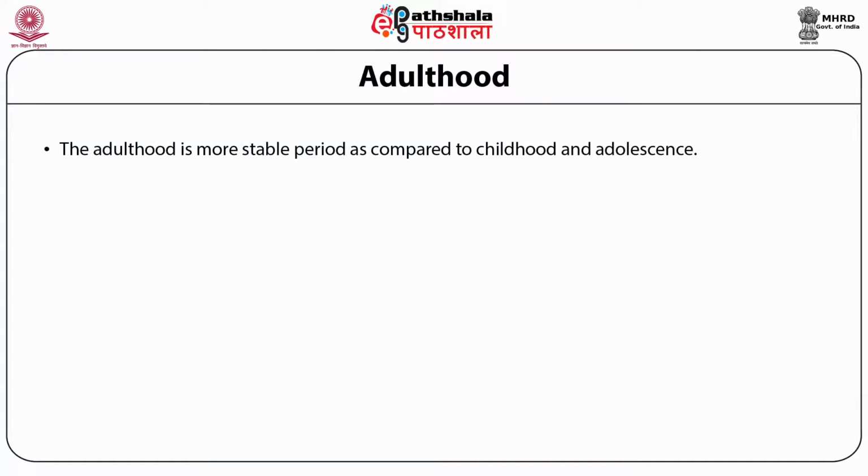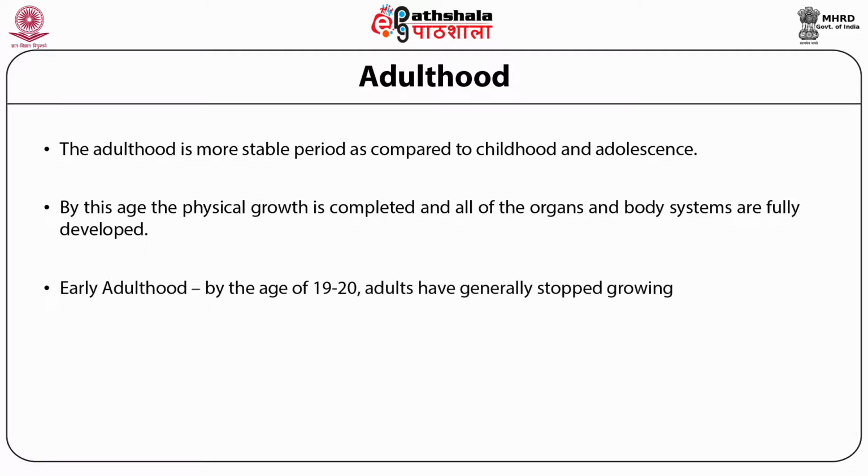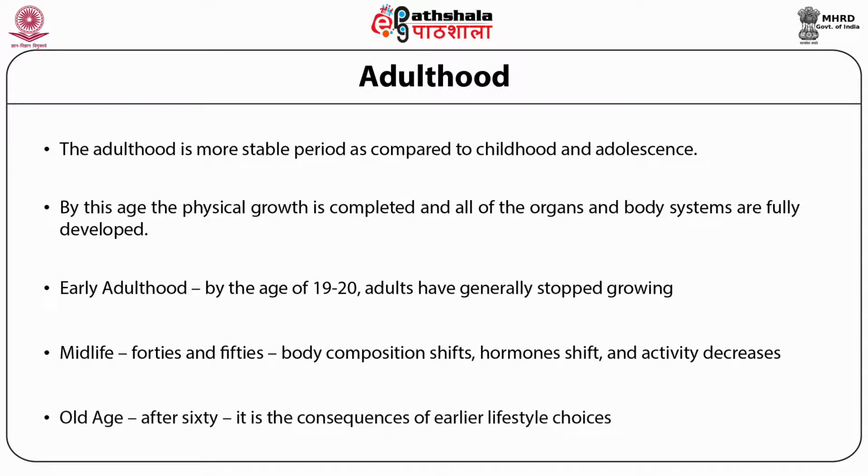As we all know, adulthood is a period of more stable growth as compared to childhood and adolescence. By adulthood, the physical growth is completed and all the body parts and body organs are fully developed. The early adulthood is by the age of 19 to 20 years, where the adult has generally stopped growing physically. The middle adulthood is the stage of 40s and 50s, where there is a change in the body composition, a hormonal shift, and the physical activity level decreases among the individual. Changes in the body composition mean there are changes in the body fat distribution in different parts of the body. And then old age, which is defined after 60 years of age, is the consequence of the earlier lifestyle choices as well as the age changes.